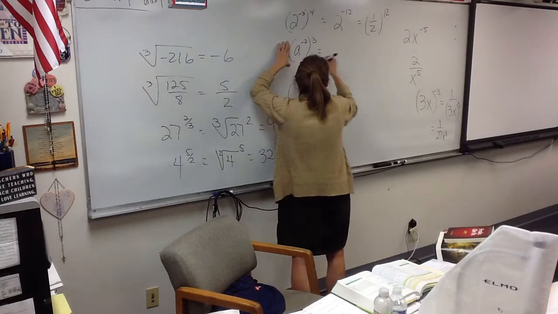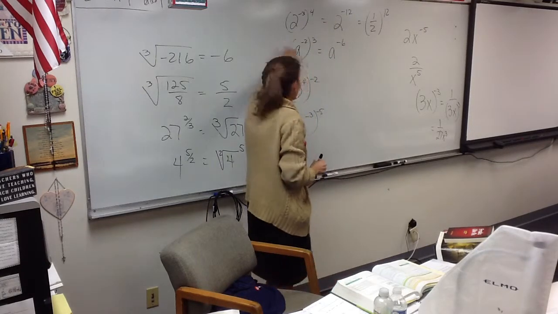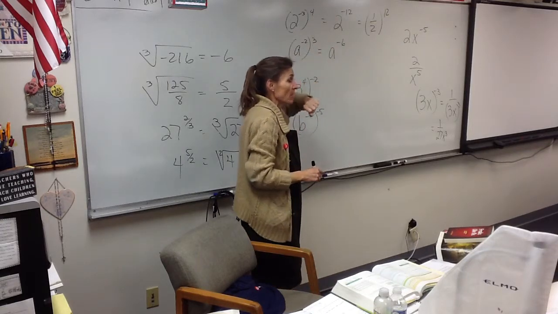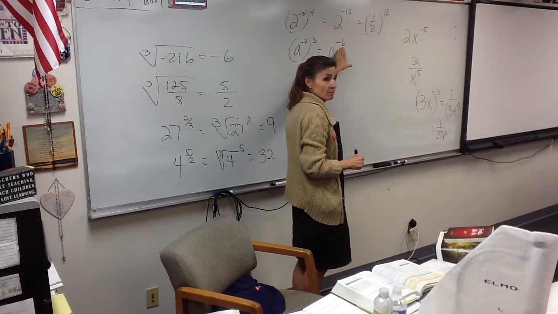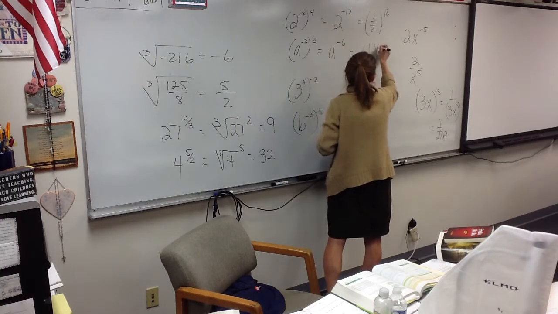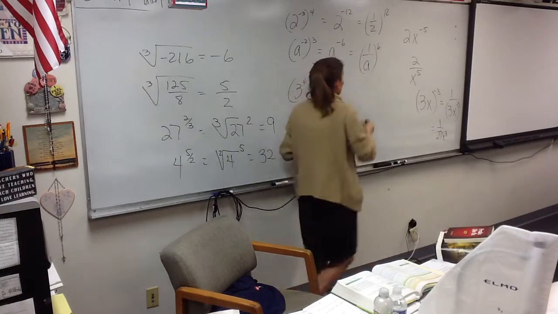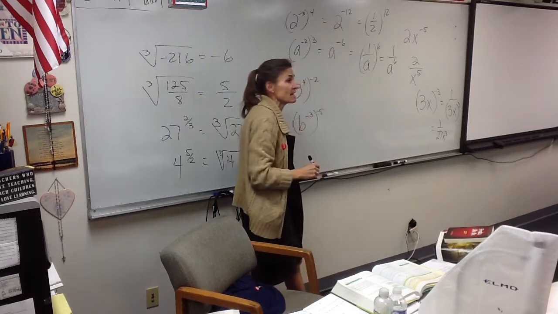What will this be? Step 1: a to the negative 6. Back-to-back exponents get multiplied. What does a negative exponent mean? Flip it. So what am I going to have? 1 over a to the 6th. Which, by the way, if you prefer to write it like this, that is totally fine. It is the same thing.